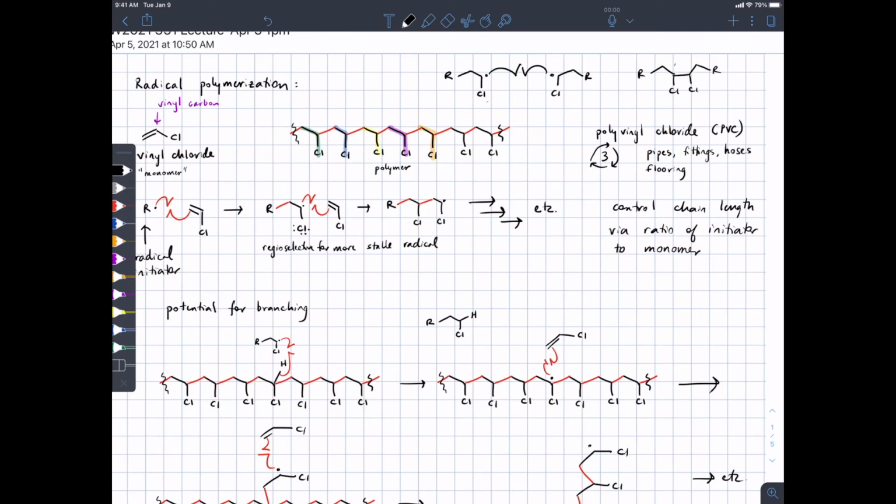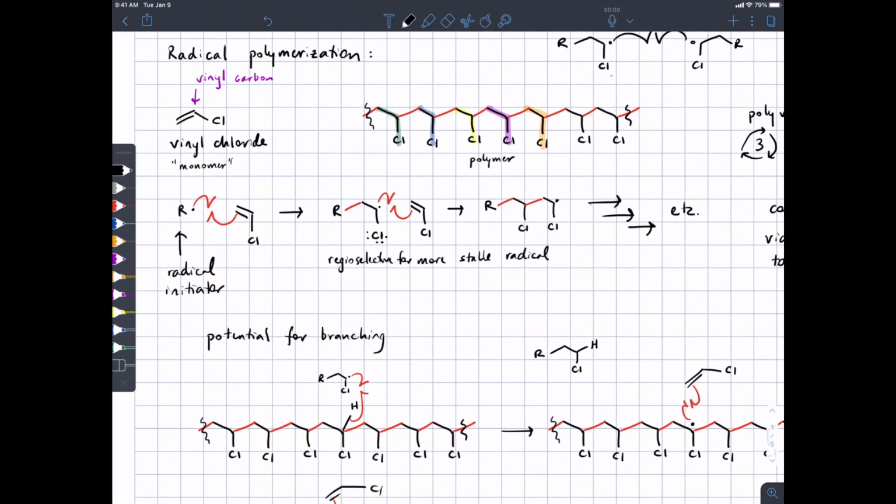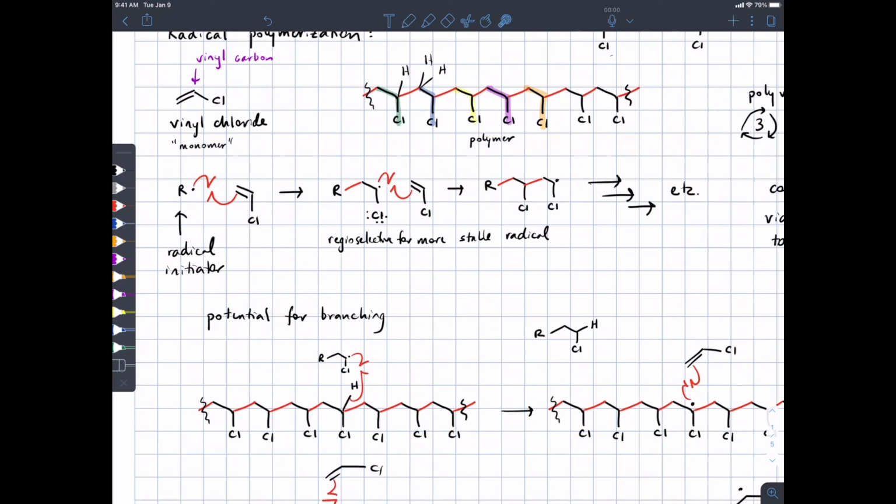Let's see, there's potential in all of these radical polymerization processes for branching. So if you look at that polyvinyl chloride chain, there's still a lot of carbon-hydrogen bonds that you could imagine doing radical chemistry with. There are 2 different kinds of carbons in the polymer. You've got the carbon attached to the chloride and then the CH2 group that's in between places where the chloride is.